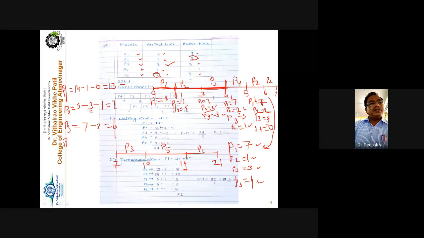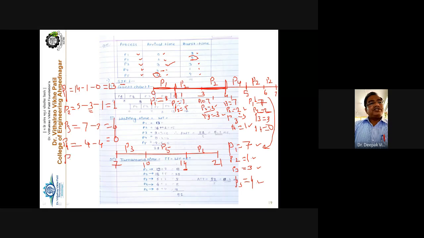For the P4 process, P4 is executed in slot 4 to 5. Earlier to 4, is there any execution? No, there is no execution earlier. Only the arrival time for P4 is 4. So the waiting time is equal to 0.